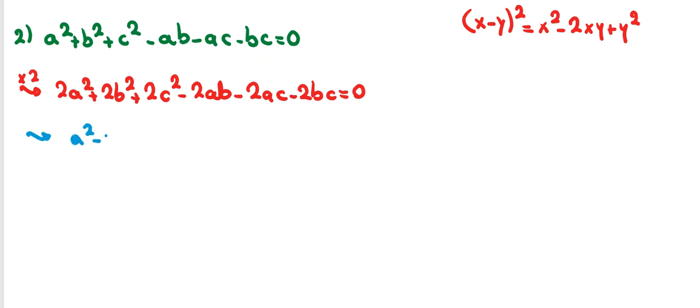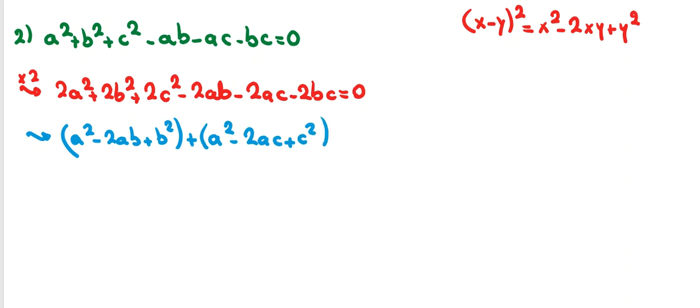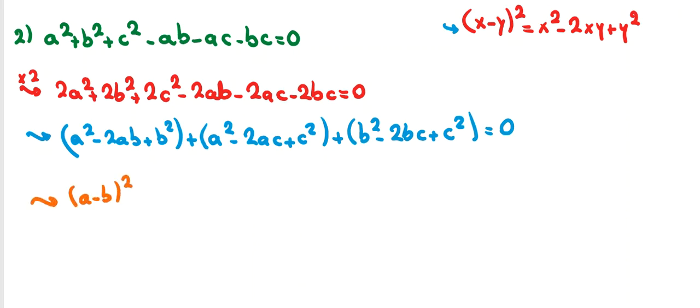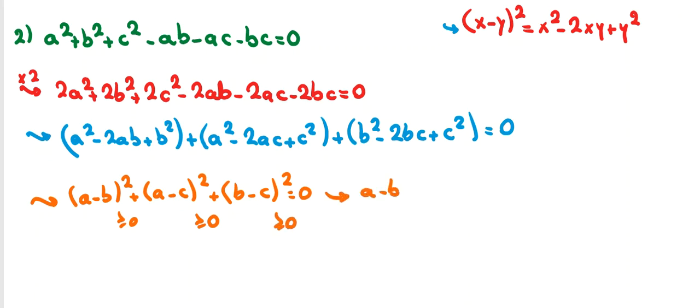I say a squared minus 2ab plus b squared, plus a squared minus 2ac plus c squared, plus b squared minus 2bc plus c squared equals 0. Now, if you apply this identity, the first part is a minus b squared, the next part is a minus c squared, and the last part is b minus c squared equals 0. a, b, c are integers, so these are perfect squares, and each of them is at least 0. So we conclude a minus b is 0, a minus c is 0, and b minus c is 0.